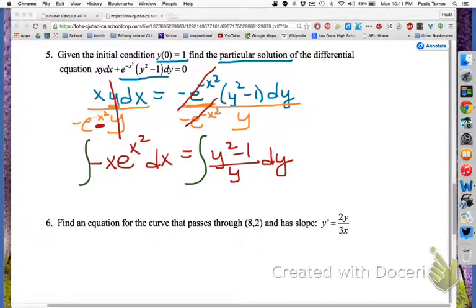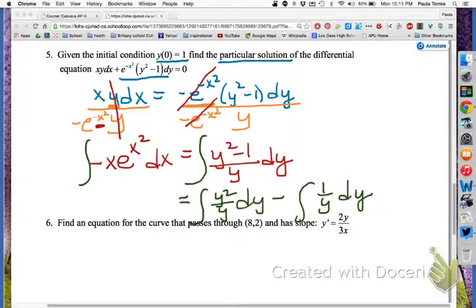And let's work with the right side for a moment, because I would like to split those. So I'd have y squared over y and 1 over y. And of course that y squared over y is just going to shrink to a y. So when I take the antiderivative of that, I'll get y squared over 2. And on the other side, I'll have natural log of absolute value y. And then we could put the plus c over here.